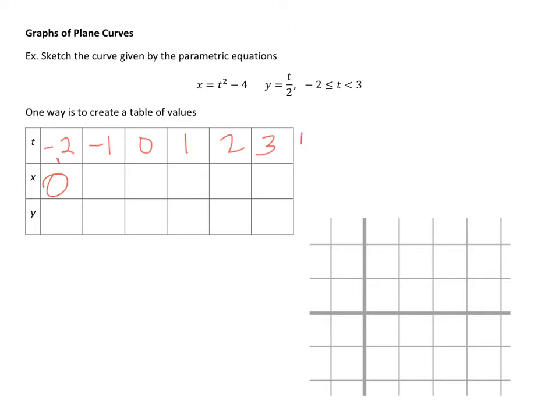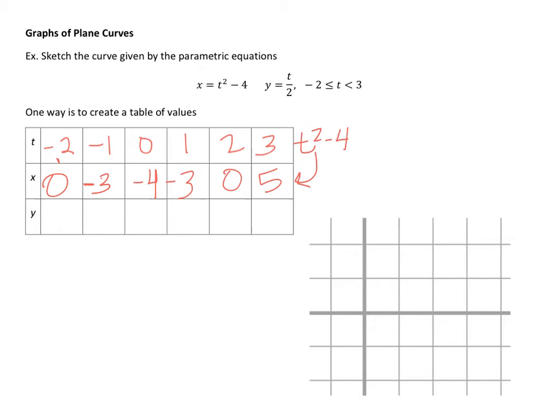Taking t squared minus 4, finding the answer and putting it in here. 1 squared minus 4 would be -3. 0 squared minus 4 is -4. 1 squared minus 4, -3. Oops, and that's not a 3. 2 squared minus 4 would be 0, and 3 squared minus 4 would be 5.